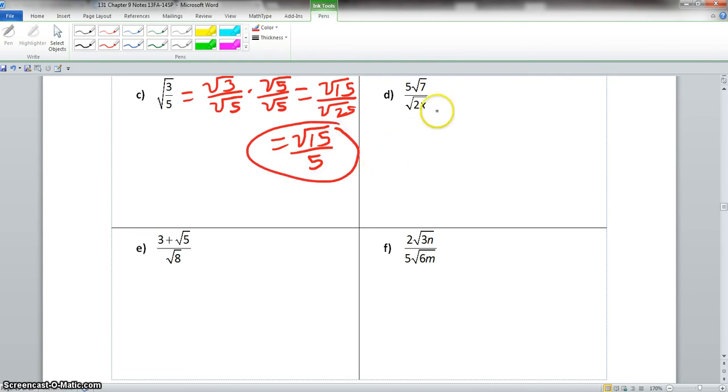Okay, next, we come here. We have 5 times the square root of 7 over the square root of 2x. We know to make this without this radical, we have to multiply the numerator and denominator by the square root of 2x. Now, our numerator will give us 5 times the square root of 14x. And then here at the bottom, the square root of 2x times the square root of 2x will just leave us 2x. And this will be our final answer here.